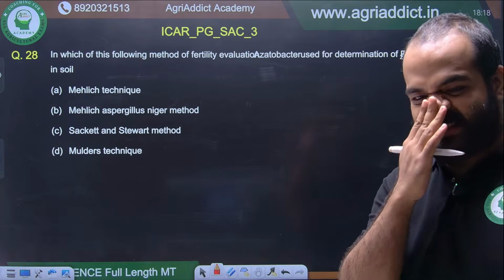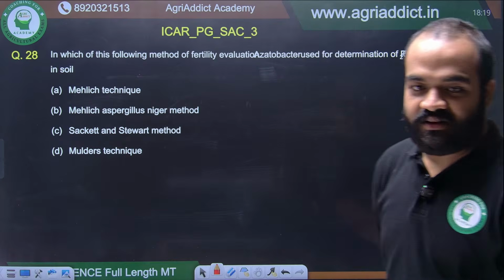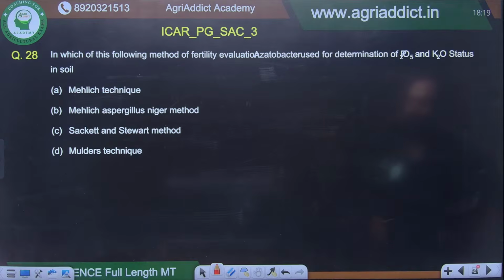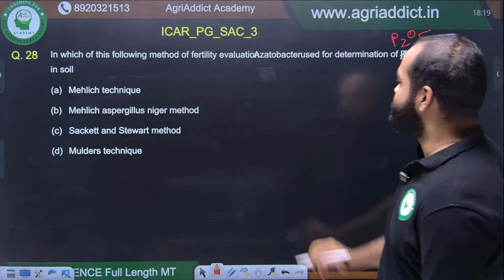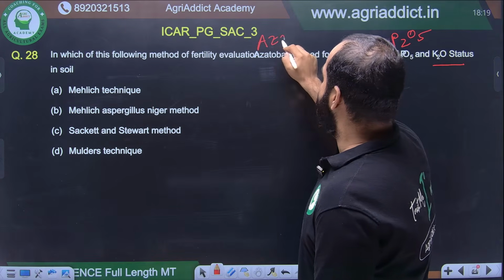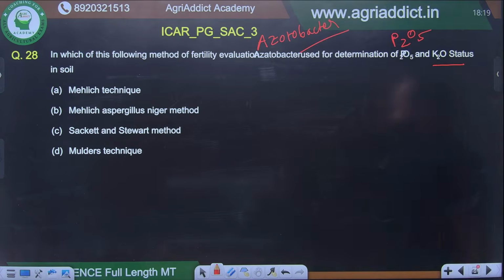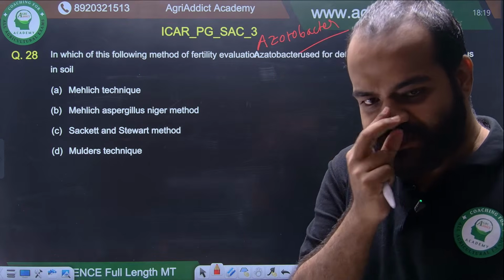Now this question, let's see how well you have read the soil fertility evaluation. All right. In which of the following method of fertility evaluation azotobacter is used for determination of P2O5 and K2O status in soil? This is azotobacter. Azotobacter method कहाँ पे use होता है? Option B, Mehelic aspergillus niger. No.